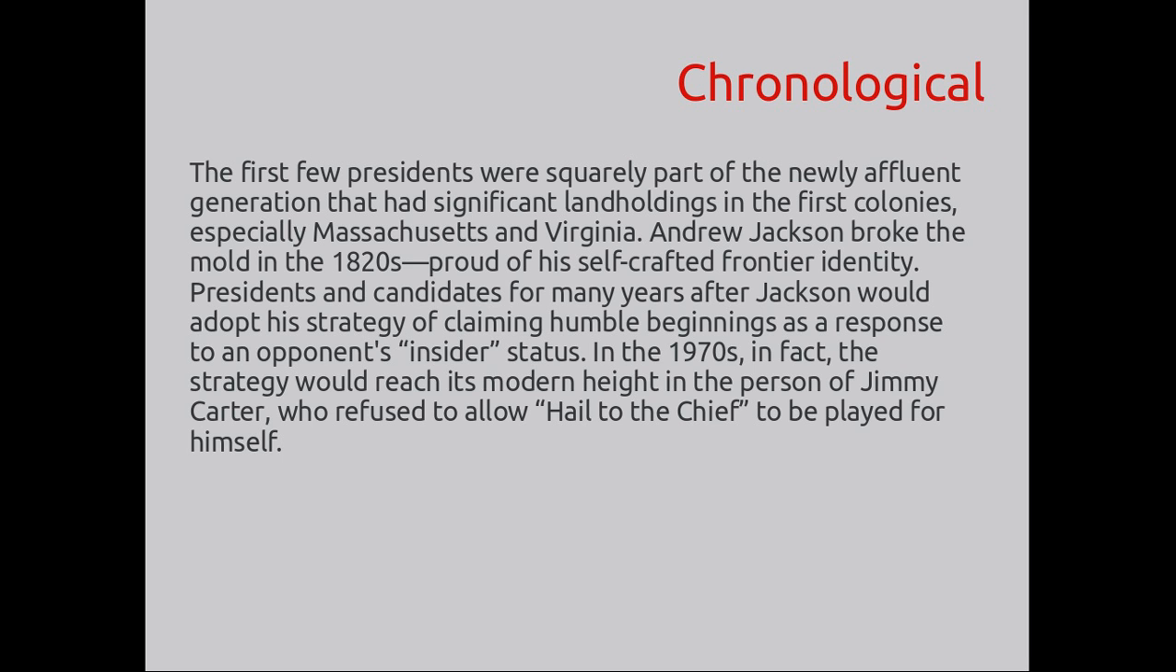And then chronological. So this just is a paragraph I invented about presidents. So the first few presidents were part of the newly affluent generation from Massachusetts and Virginia. Andrew Jackson came along in the 1820s. He was from the frontier. Later presidents and candidates for many years after Jackson would adopt his strategy, and then in the 1970s, the strategy would reach its modern height in the person of Jimmy Carter. So what I'm trying to do there is use explicit transitions to show you that I'm moving through time.